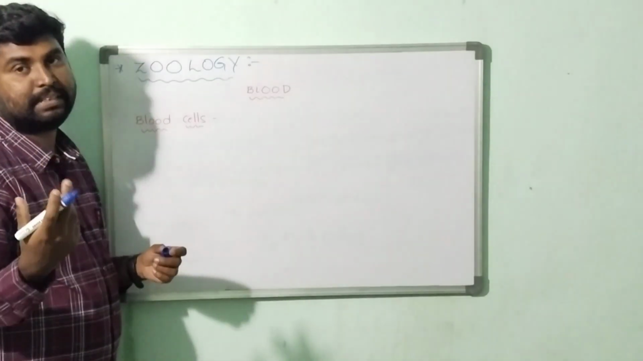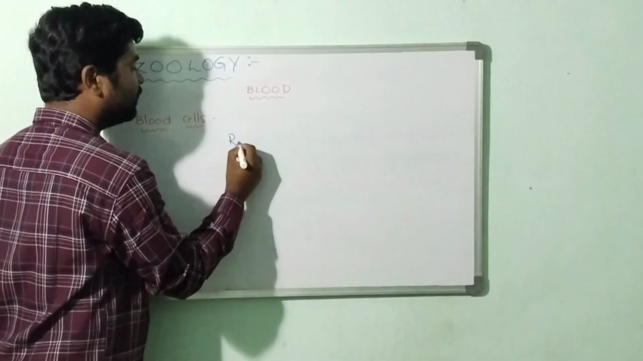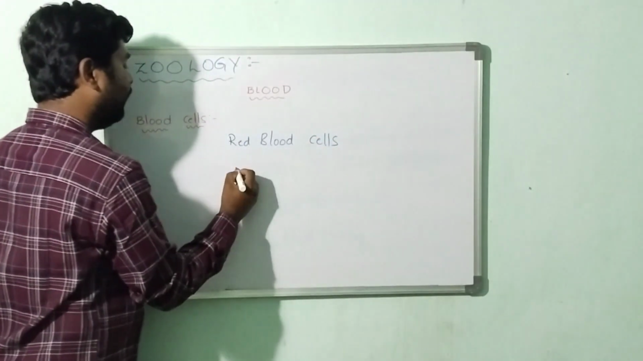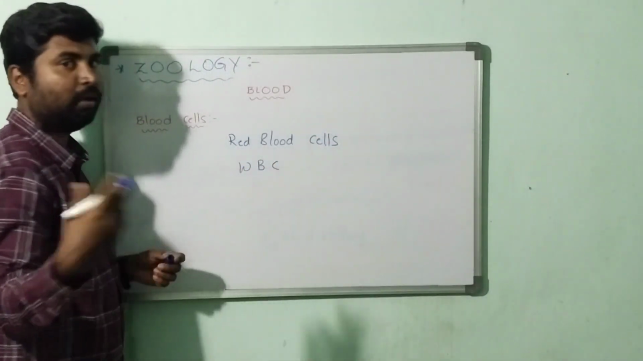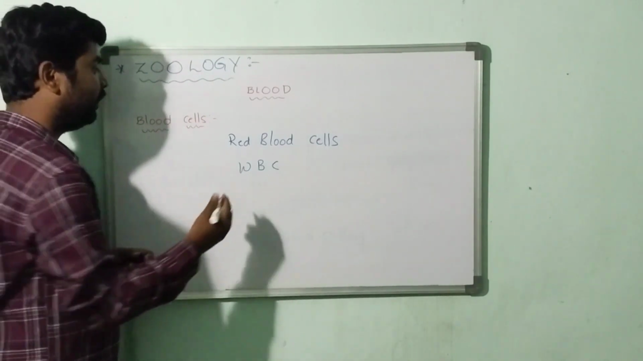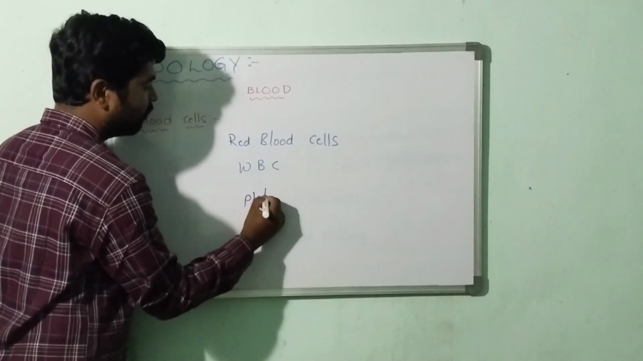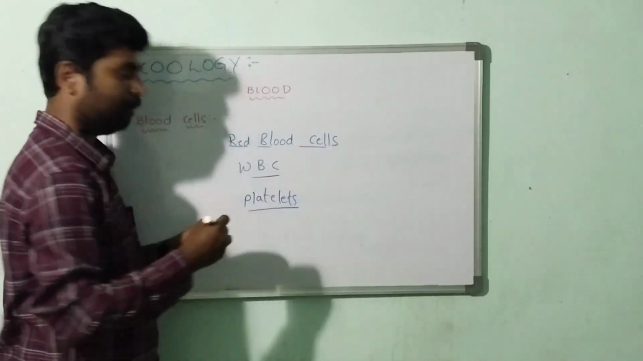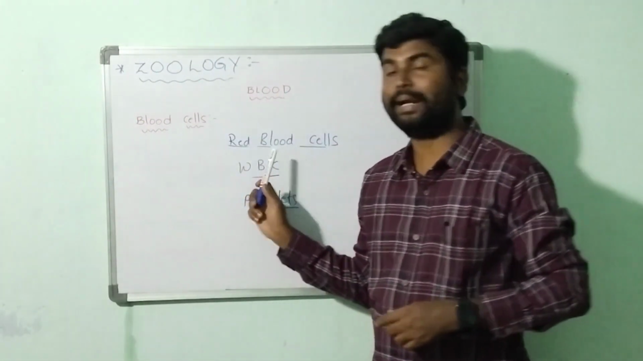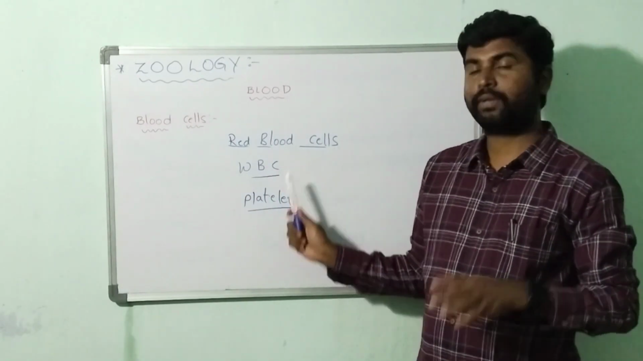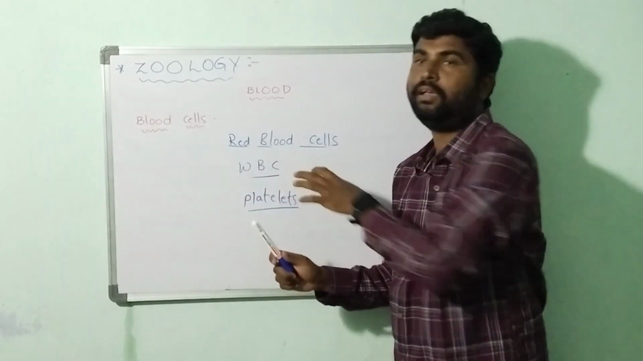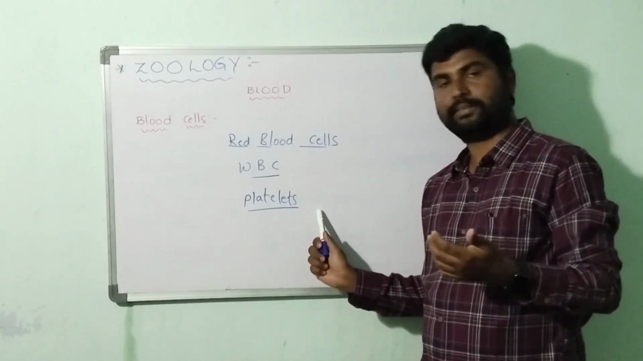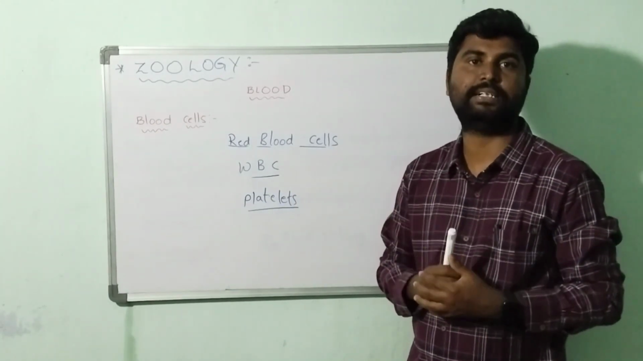There are different kinds of blood cells, mainly red blood cells, and the next one is WBC. I am not calling it white blood cells. Why? I will explain it later. The third one is platelets. So three main types of cells are present in blood: red blood cells, WBC, and platelets.